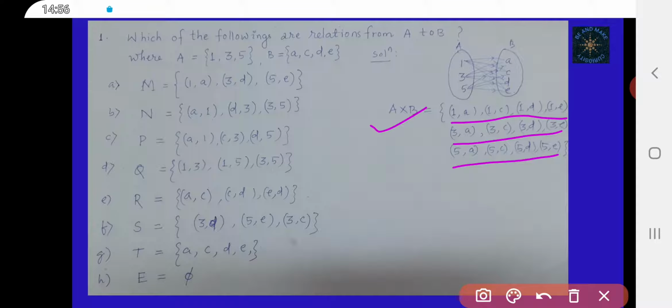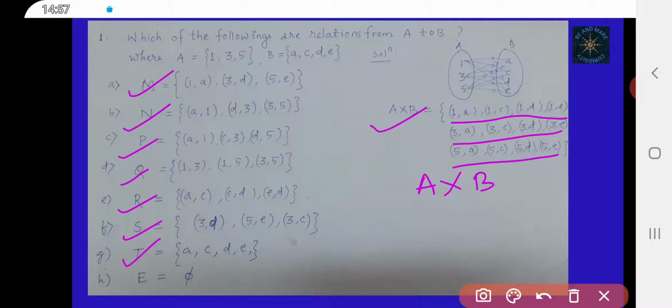Now, as per the definition, a relation is a subset of the Cartesian product. So we have to check which sets are subsets of A cross B. Then only we can say this set is a relation, this set is not a relation.